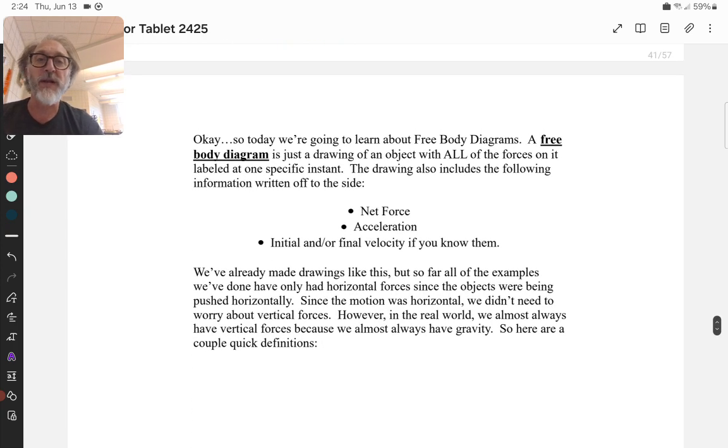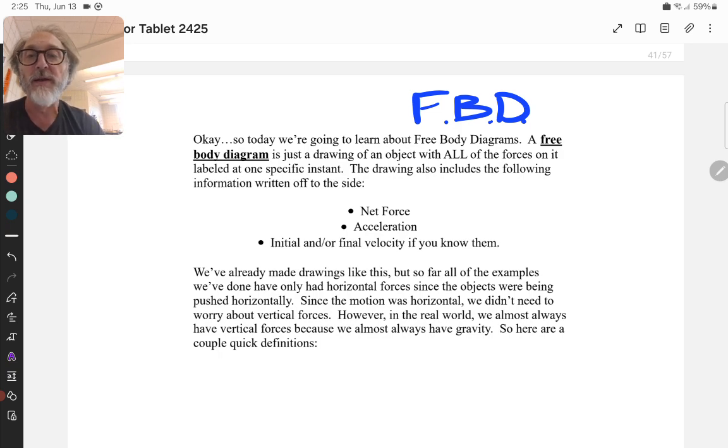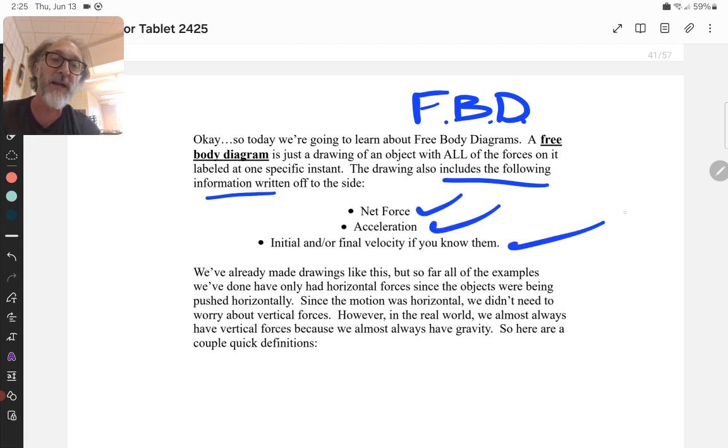So here we go. Today we're gonna learn about free body diagrams, all right? Often abbreviated FBDs. A free body diagram is just a drawing of an object with all of the forces on it labeled at one specific instant, or occasionally in a brief time interval. But it's just about what's happening right now, all right? The drawing will also, if possible, include the following information written off to the side: net force, acceleration, and then any information that you know about your velocity, all right?